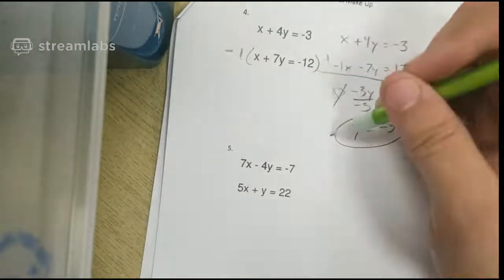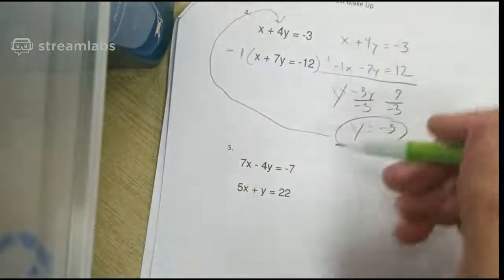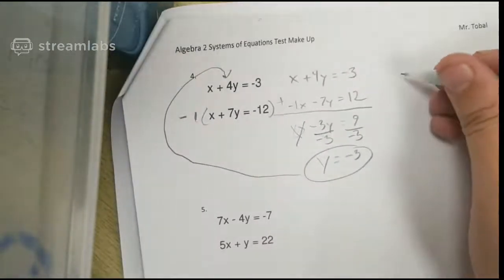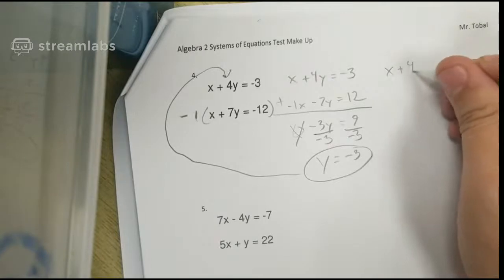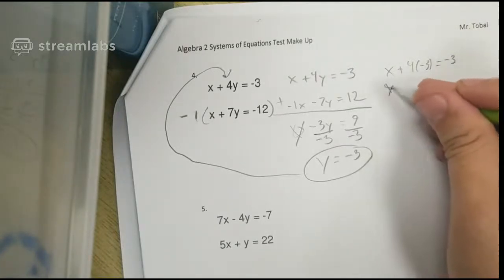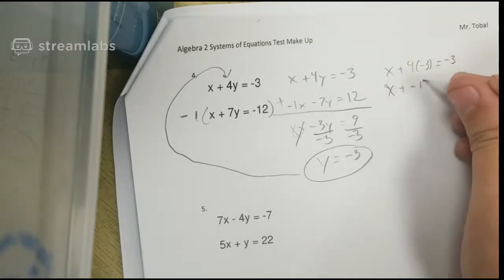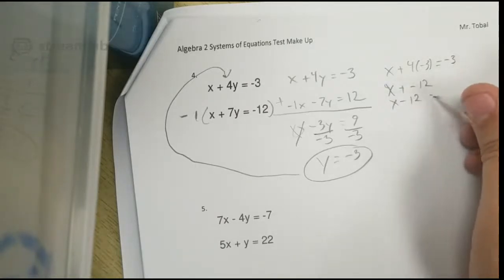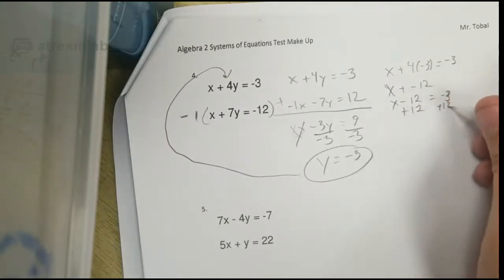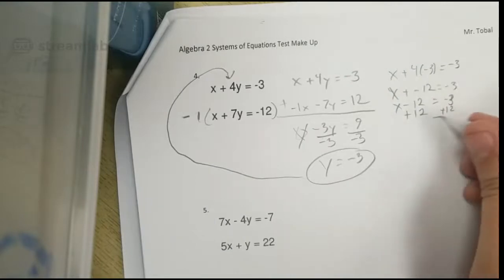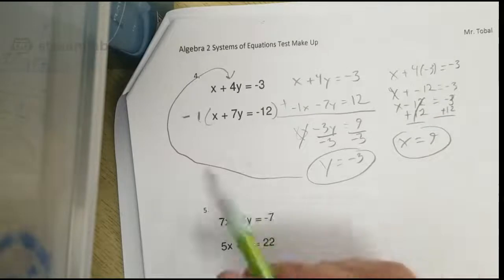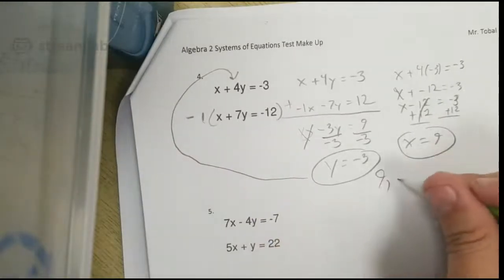So take that, plug into one of my original equations. I'll plug it into the top one because it has smaller numbers. And let me just make sure this is on the camera. So then over here, it's x plus 4 times negative 3 equals negative 3. x plus negative 12, or I could say x minus 12 equals negative 3. Plus 12, plus 12. x equals 9. Okay, so your final answer is 9 comma negative 3.